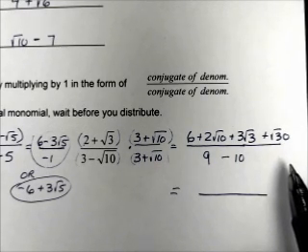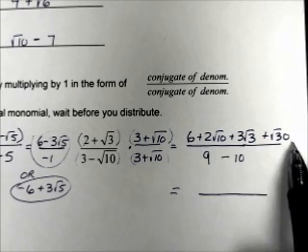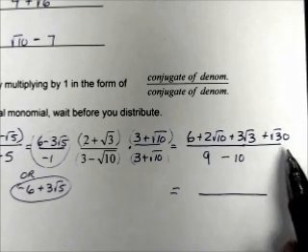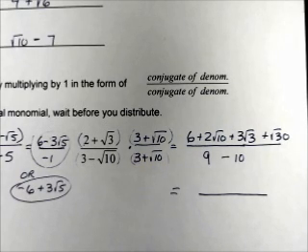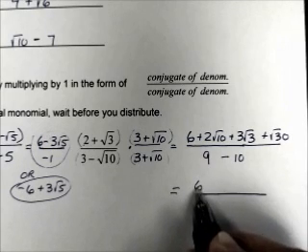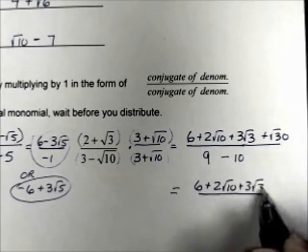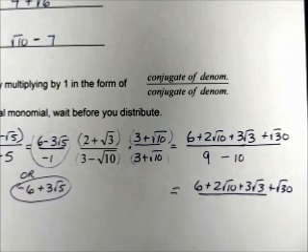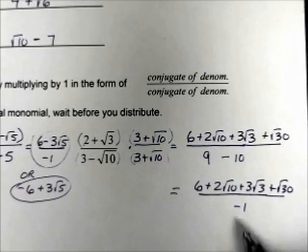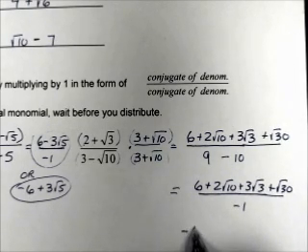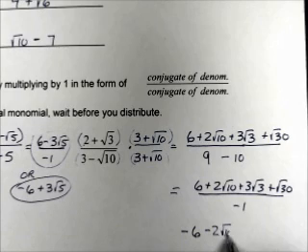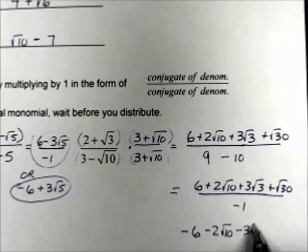I don't see any like terms here in the numerator, so everything stays. The square root of 30 may not be simplified, so everything stays as is. This is going to be 6 plus 2 square root of 10 plus 3 square root of 3 plus the square root of 30 all over negative 1. Or let's just divide each term by negative 1, so we have negative 6 minus 2 square root of 10 minus 3 square root of 3 minus the square root of 30.